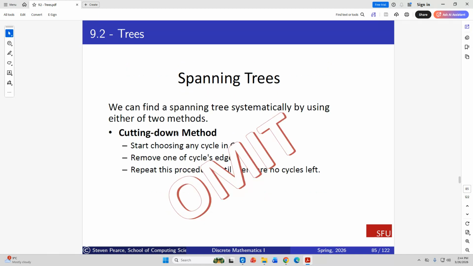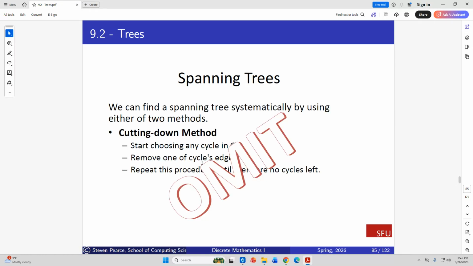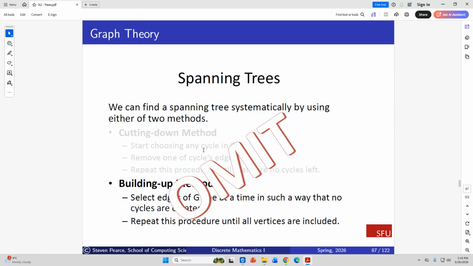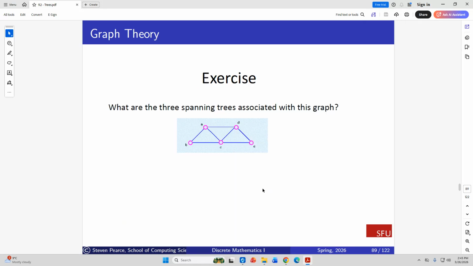Now, this is how you make spanning trees. At least I've included it for you. I haven't taken it out. I've just omitted it, so you're not responsible for it. But for those of you that are interested, this is how you construct spanning trees. There's either the cutting down method or the building up method. So don't worry about that. That's not going to be on the exam.